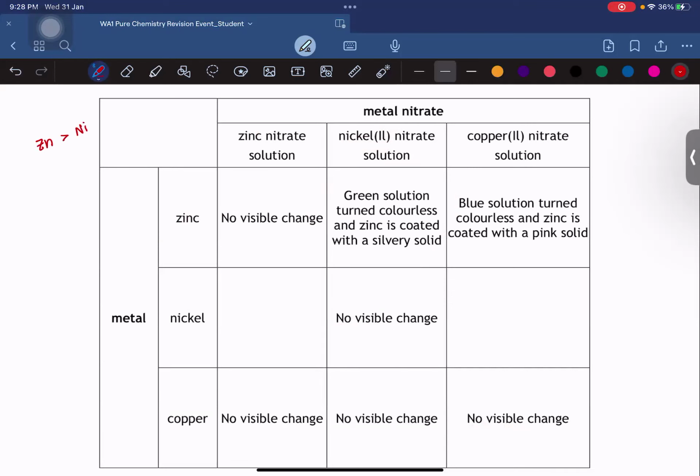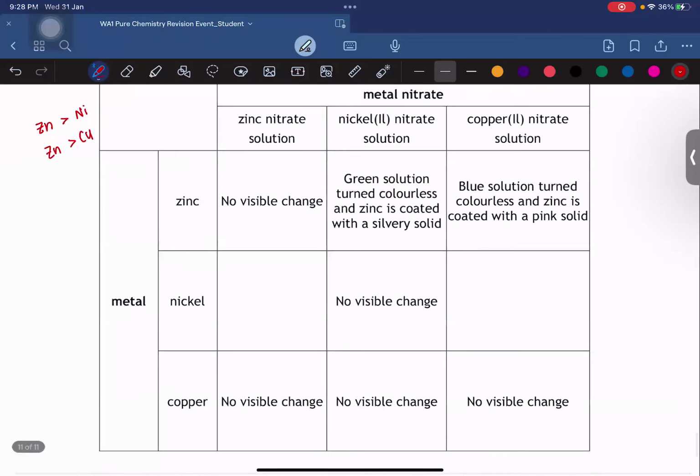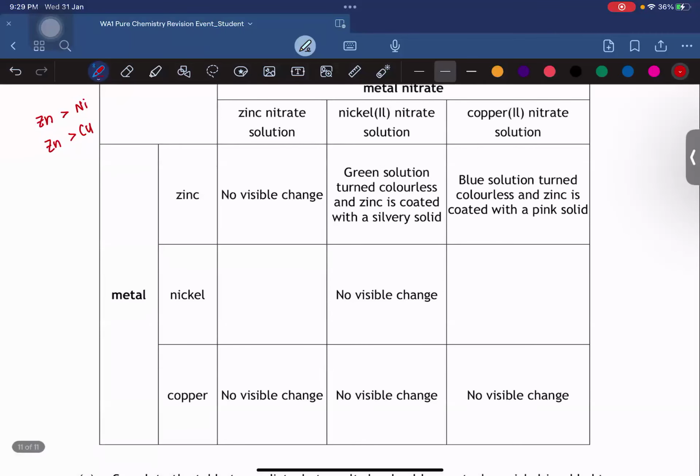Now, is zinc more reactive than copper? Yes, zinc is more reactive than copper. Okay, next, nickel. Now, let's take a look at copper. Copper, no visible change for all. What does that say about copper? Copper is the least reactive because it does not displace any of the metal. So, why?